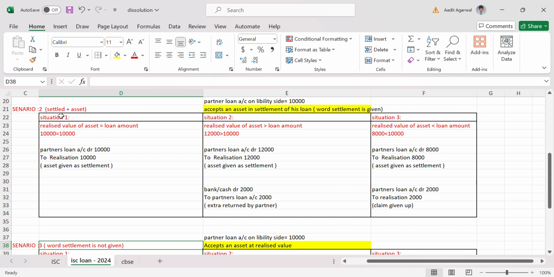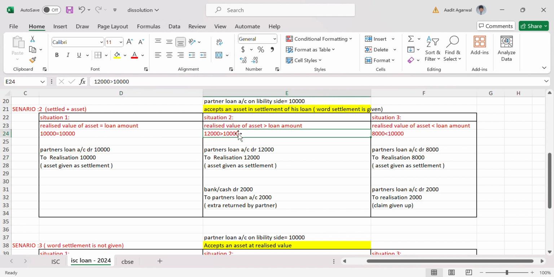So if the partner is settled by giving an asset, the word settled is given in the question, then you compare the realized value and the loan amount. If the realized value and the loan amount are the same, then you transfer this in realization account as partner's loan account debit and realization credit with 10,000.